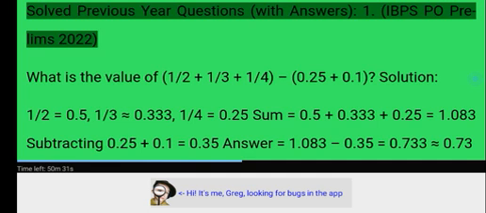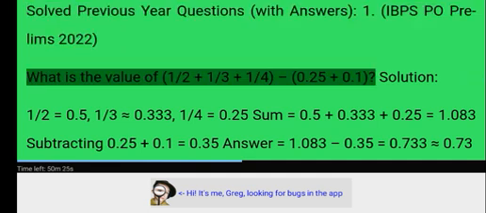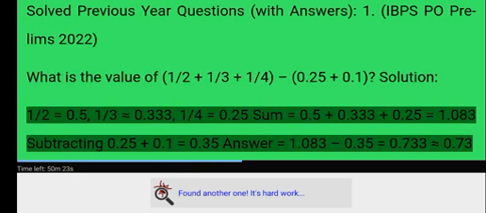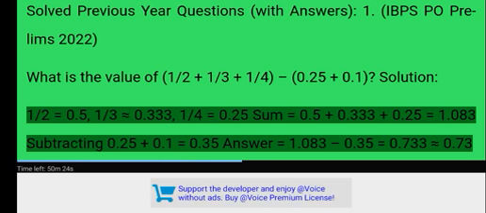Solved previous year questions with answers. 1. IBPS PO Prelims 2022. What is the value of 1/2 + 1/3 + 1/4 − (0.25 + 0.1)? Solution. 1/2 equals 0.5, 1/3 approximately equals 0.333, 1/4 equals 0.25. Sum equals 0.5 + 0.333 + 0.25 equals 1.083. Subtracting 0.25 + 0.1 equals 0.35, answer equals 1.083 − 0.35 equals 0.733, approximately 0.73.